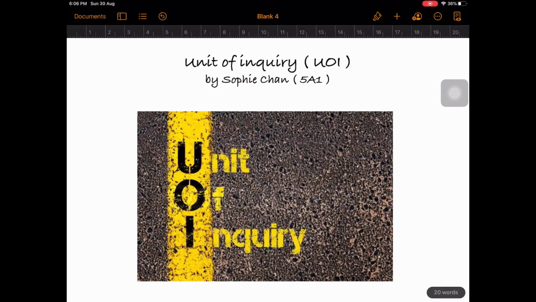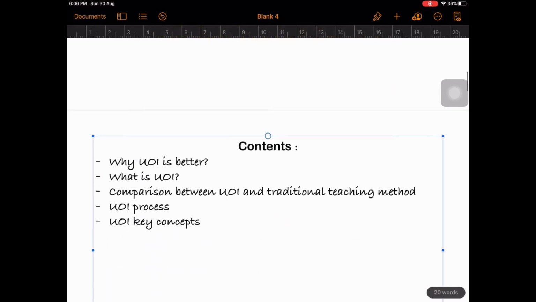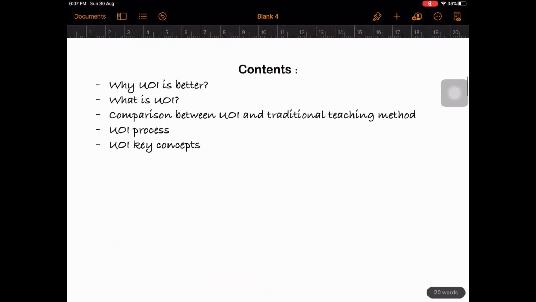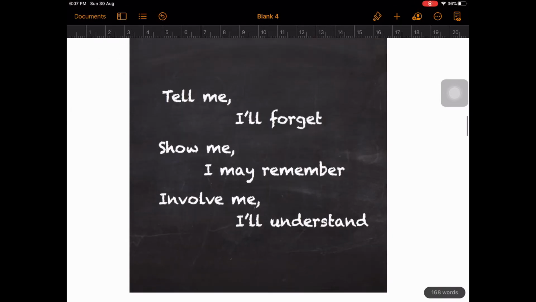Hi, I'm Sophie. Today I'm going to introduce what is Unit of Inquiry, short form UOI. In this presentation, I'll first explain why UOI is better. Secondly, what is UOI? Then I'll give comparison between UOI and traditional teaching method. Finally, I'll proceed to the UOI process and its key concepts.